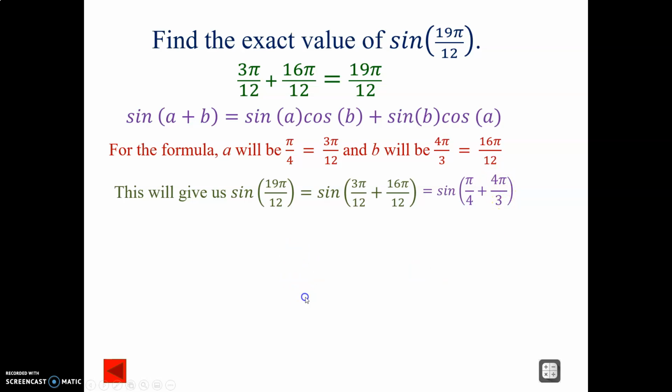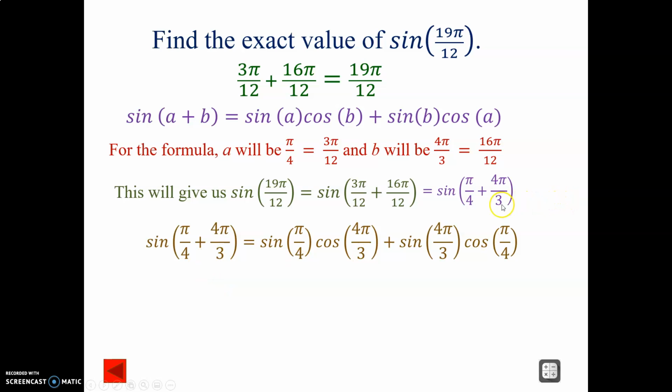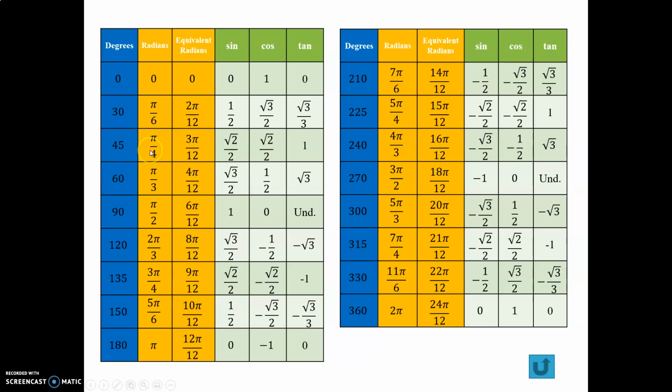So in this case, when we expand it out, there's the pi over 4, there's the 4 pi over 3. Because we're still using the sine formula, there's the A, there's the B. So we'll be using the values of sine and cosine for pi over 4 and 4 pi over 3. Pi over 4, so we're using again the radical 2 over 2, and for 4 pi over 3, whichever one you use, we're still going to be using the negative radical 3 over 2 and the negative 1/2.